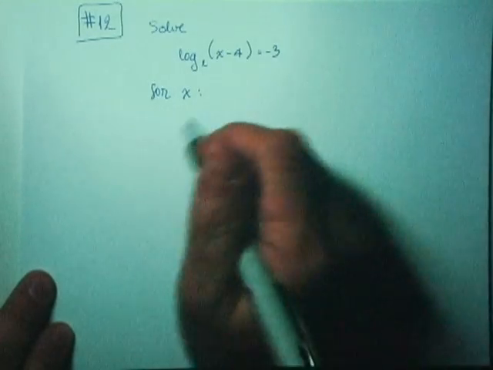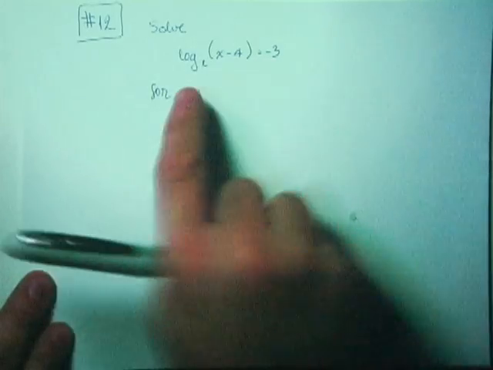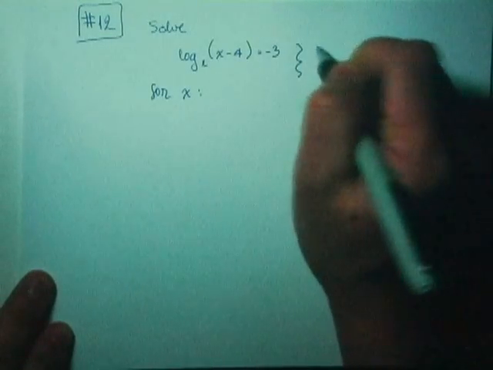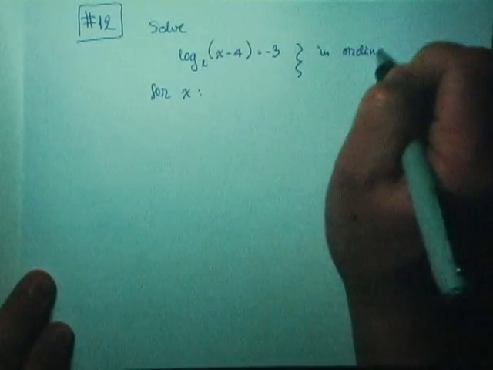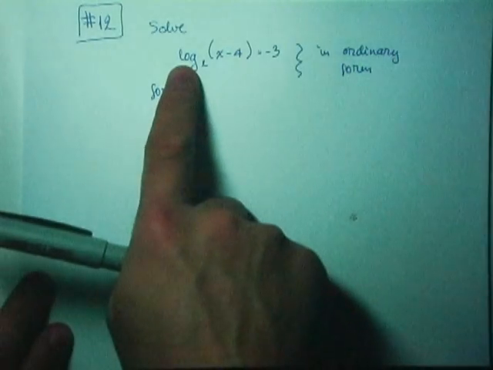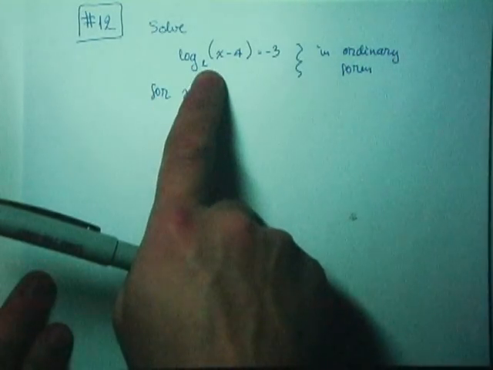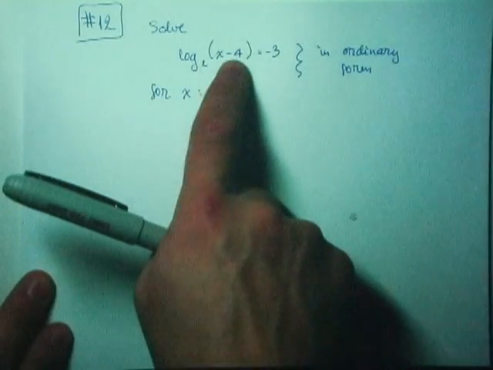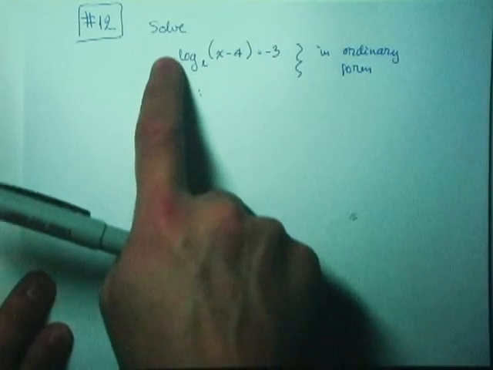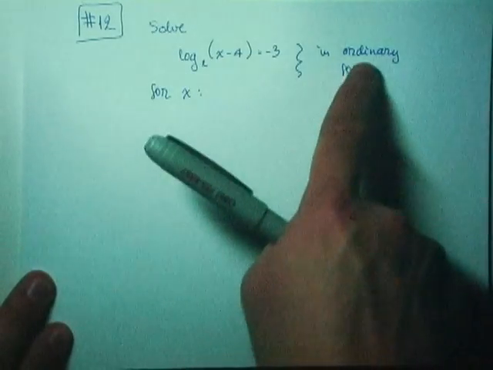So the only matter now is that once again, my equation here is already in ordinary form, which is what I have here: one singular log of base 2, and then some expression, and then equals a number on the other side, and no coefficient in front. That's what I mean by ordinary form.